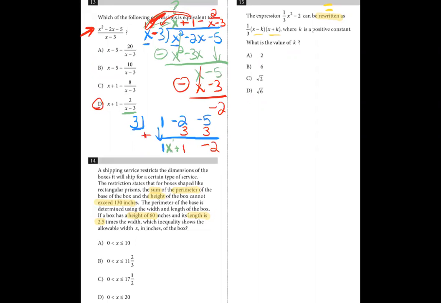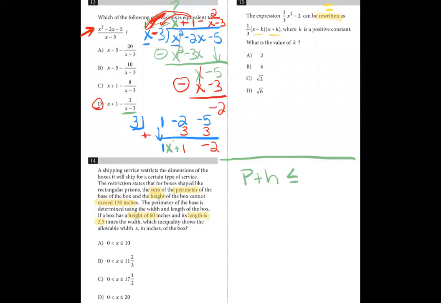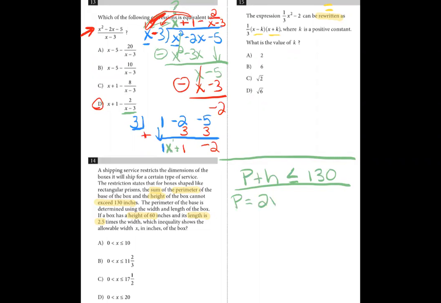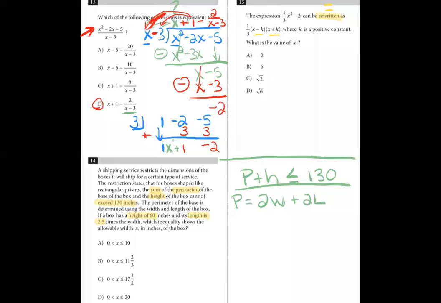So I'm going to go ahead and make myself some more room. Perimeter plus the height cannot exceed, so it has to be less than or equal to 130 inches. The perimeter of the base is determined using the width and the length of the box. So if I just concentrate on perimeter, the perimeter is going to be based on the width and the length. So I would have 2 widths plus 2 lengths to get all 4 sides. And the box has a height of 60.